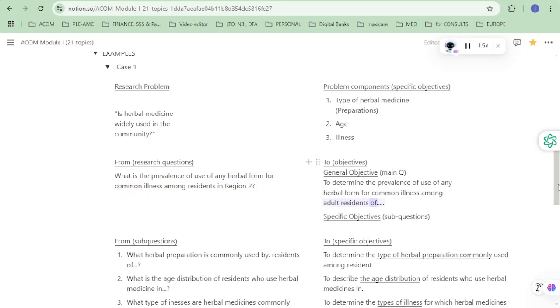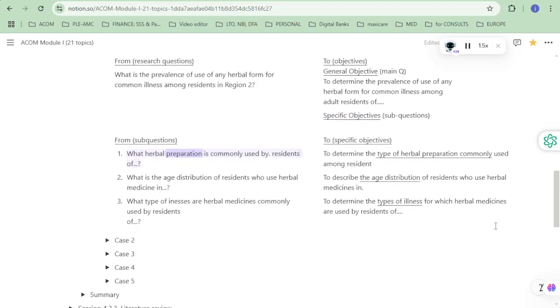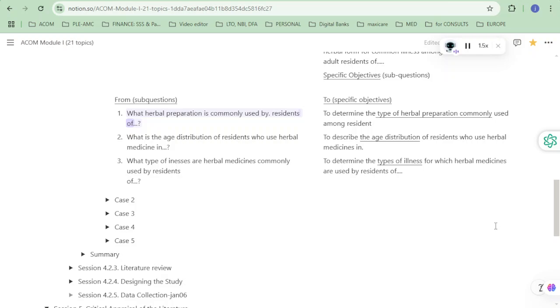Specific objectives come from the sub-questions. What herbal preparation is commonly used by residents? What is the age distribution of residents who use herbal medicine? What types of illnesses are herbal medicines commonly used for? Specific objectives: to determine the type of herbal preparation commonly used among residents; to describe the age distribution of residents who use herbal medicines; to determine the types of illness for which herbal medicines are used by residents.